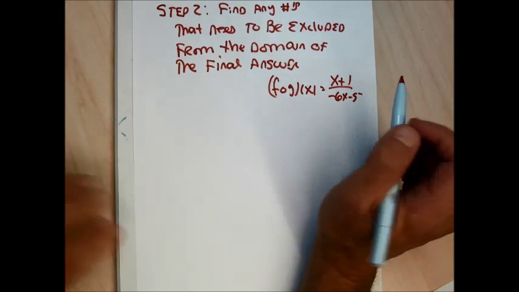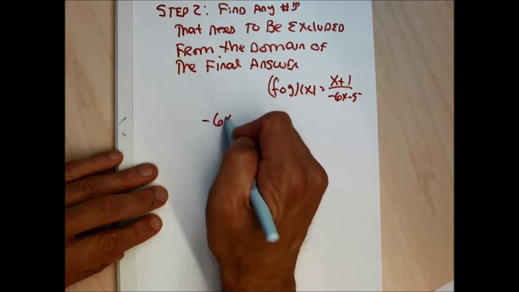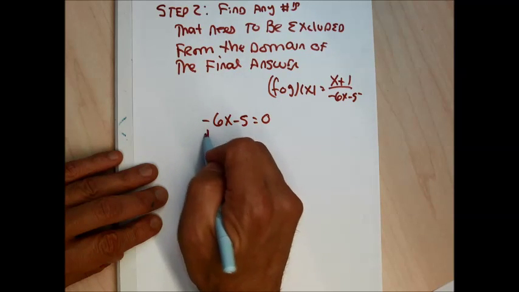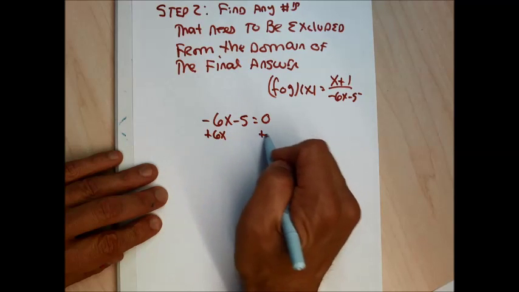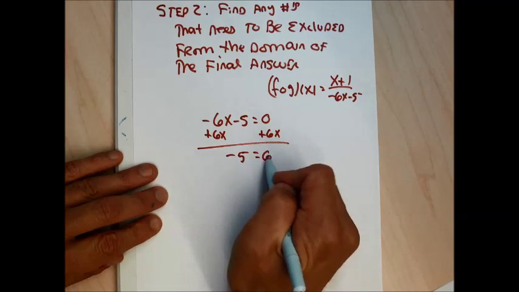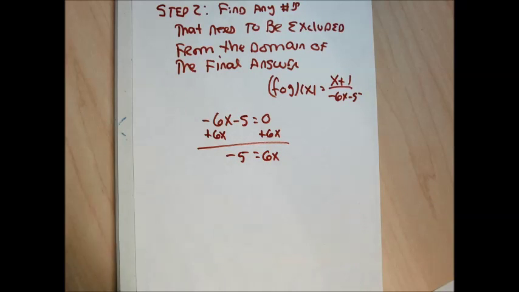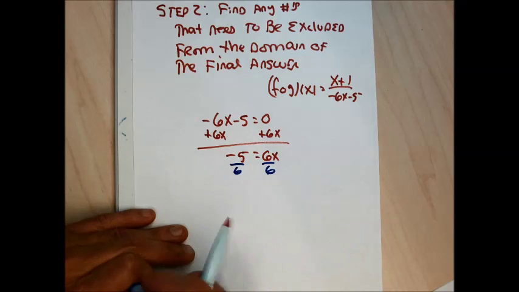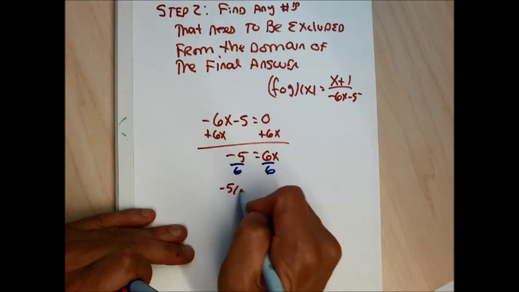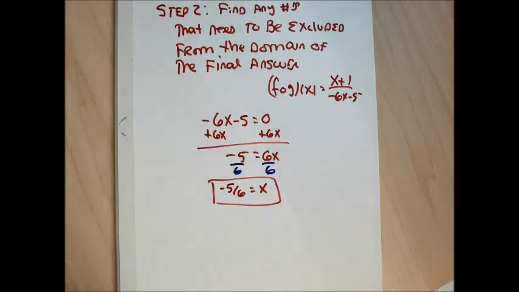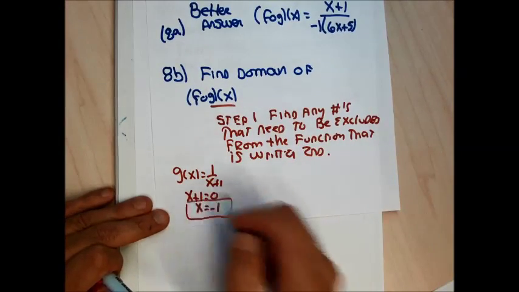I'm going to get that number by taking the denominator of my final answer and setting it equal to 0. To do that, I'm going to add 6x to both sides. That will give me negative 5 equals 6x. And then I'll divide both sides by 6 and get negative 5/6 equals x. So this step gives me one number to exclude from the domain. The other step gives me a number to exclude from the domain.